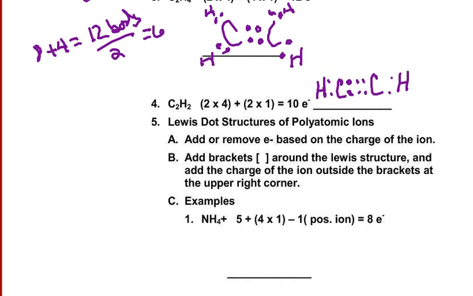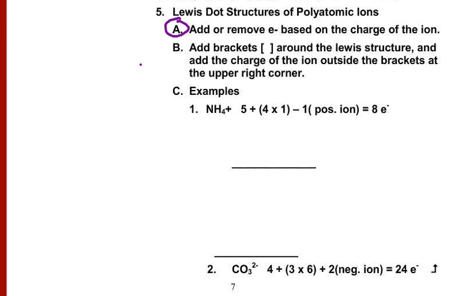Now we get into Lewis dot structures of polyatomic ions, and these get to be a little tougher. Because now we need to remember that with our polyatomic ions, we're going to have to add or remove electrons based on the charge of the ion. Okay, sorry, I had to skip there and slide up a little bit. We're going to have to add or remove electrons based on the charge of the ion. So we add brackets around the Lewis structure to show that it really is the charge of the entire ion. So here's our first example. We're going to do ammonium.